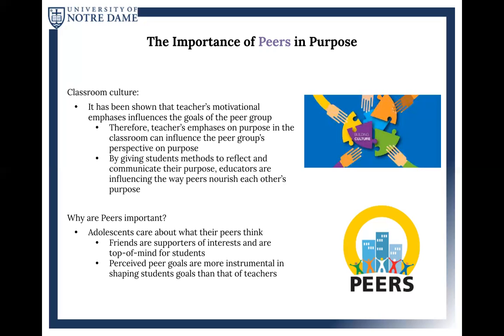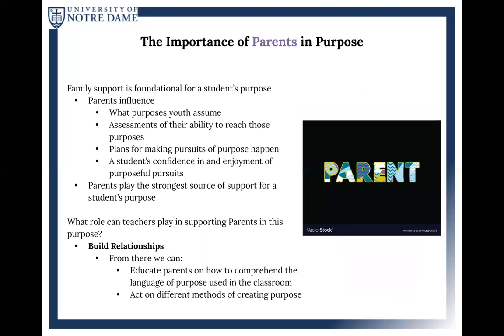And why are peers important? Adolescents care about what their peers think, perhaps more than they care about anything else. That young middle school age, high school age, that is one of the top goals. But importantly, friends are supporters of interest. The people you hang around with, you only hang around with them because they support you. They care about you. Those are your friends for a reason. So the peers are supporters of the things that you like and what you want to do. And peers are top of mind for students. Another important thing is that perceived peer goals are more instrumental in shaping student goals than that of teachers. So what the peers think about goals, that's what's going to help shape the students' goals rather than just the teacher.